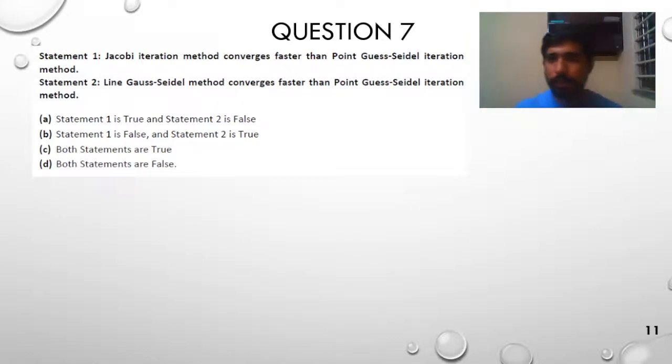Jacobi is slowest. What we do is that when we go on to calculate the k plus 1 value at, say, the second grid point, we still take the kth iteration value for the first grid point, whereas we already have the k plus 1th iteration value for the first grid point. We can take that, but we do not take that in Jacobi. So that is why Jacobi becomes very slow with respect to convergence.